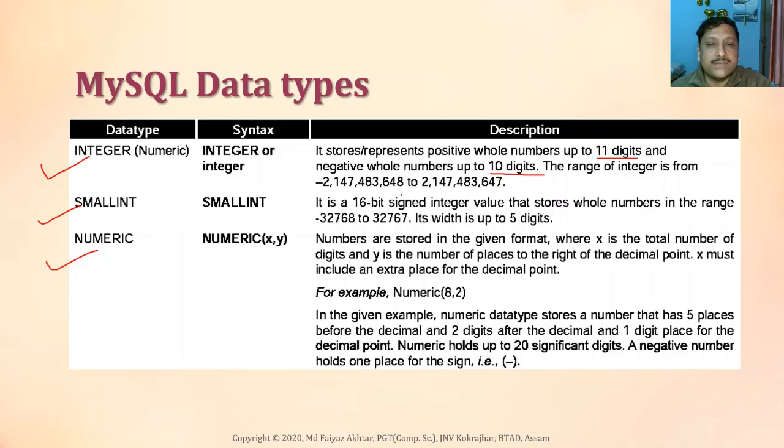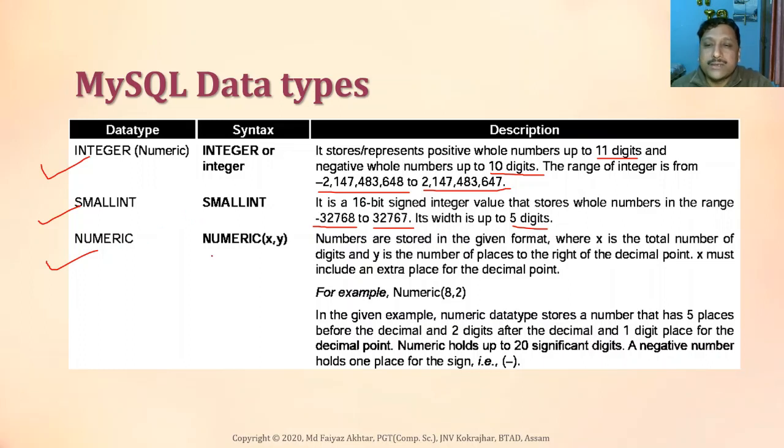The range of integer numbers is given here. This is the range of numbers we can store in a field which we declared as integer data type. And small int is a 16-bit signed integer value that stores whole numbers in the range given here. It can store only up to 5 digits.